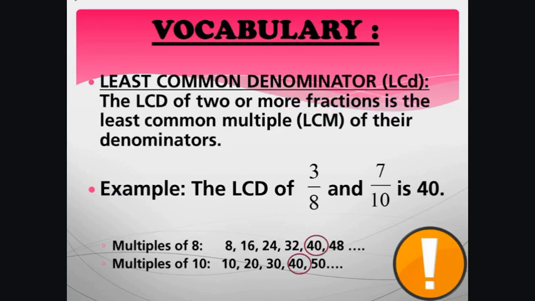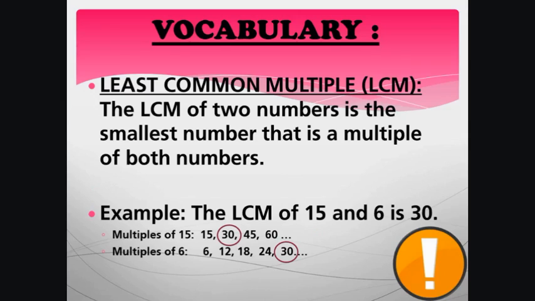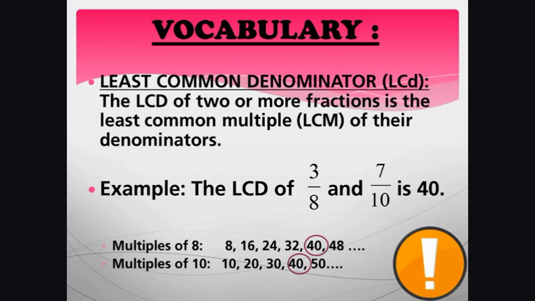Now it's time to take a look at what a least common denominator is. The least common denominator, or LCD, of two or more fractions is the least common multiple of their denominators. So that's why it's very important for us to be able to know how to solve for the least common multiple. It's the same concept as the least common denominator, but we're solving for the least common multiple of the denominators. So take a look at this example. The least common denominator of 3/8 and 7/10 is 40, because we are finding all of the multiples of our denominators and figuring out what the least common multiple would be.